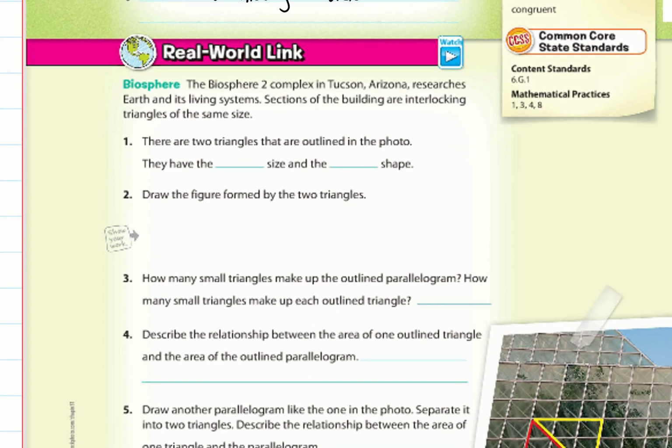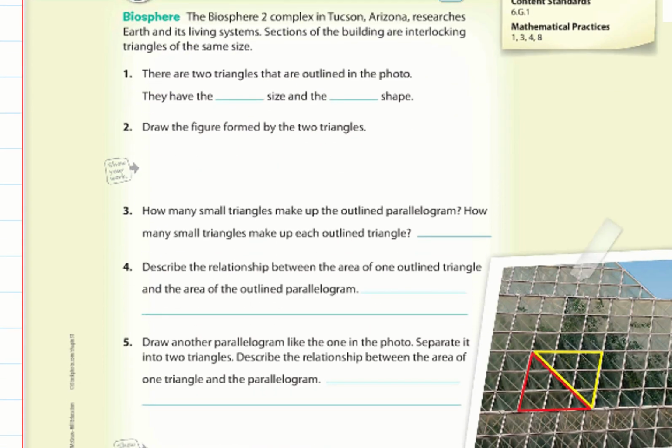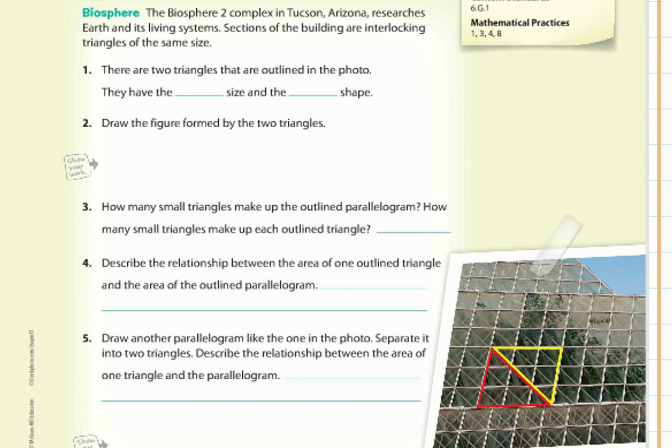So the real world link. The Biosphere 2 complex in Tucson, Arizona researches Earth and its living systems. Sections of the building are interlocking triangles of the same size. We're talking about the triangles on the bottom right of the page, they're red and yellow. If you look at the two triangles outlined in the photo, we'll notice they have the same size and the same shape. So draw the figure.